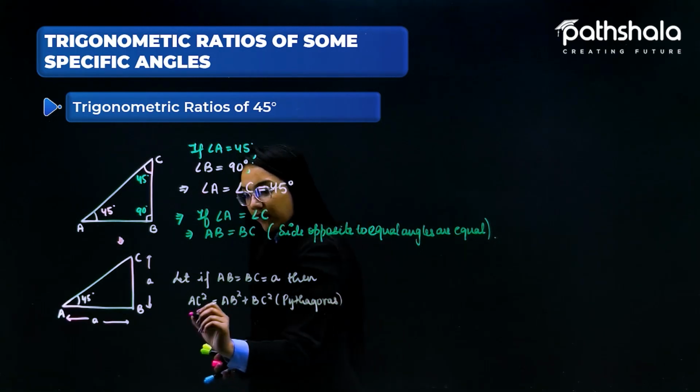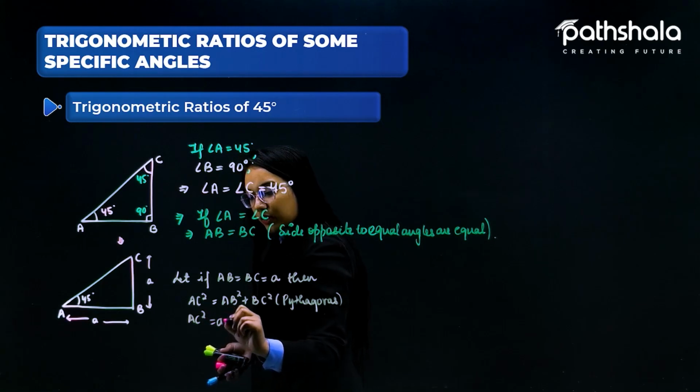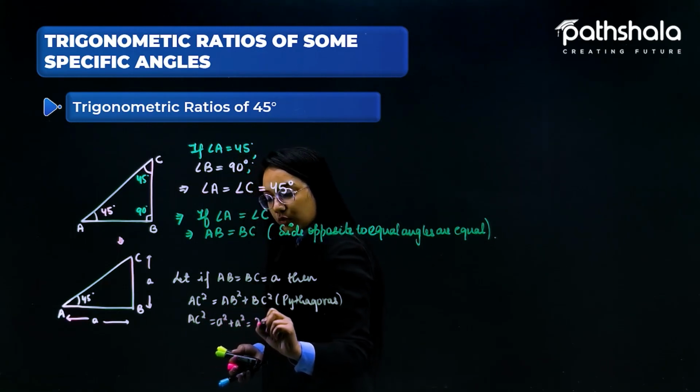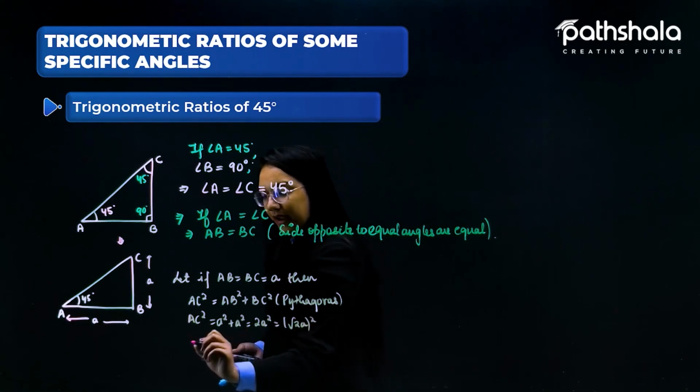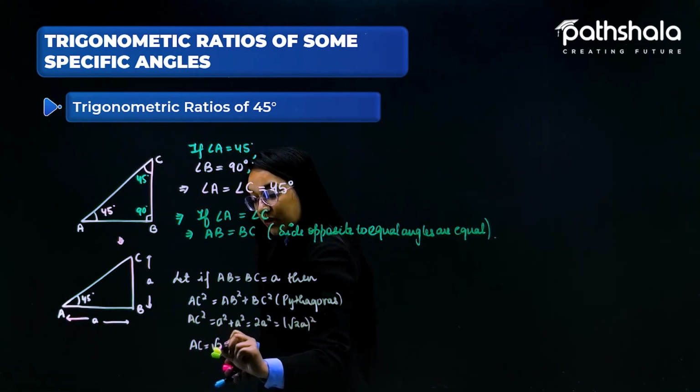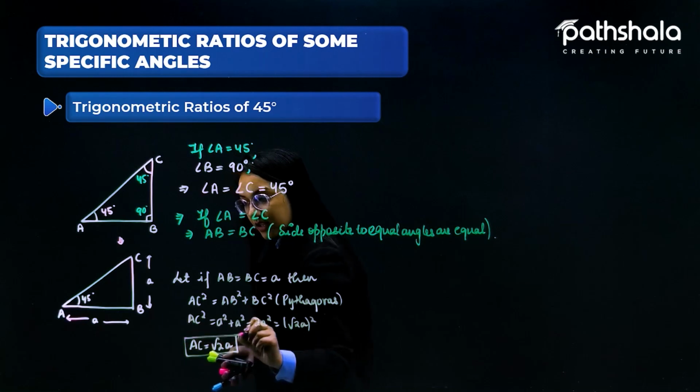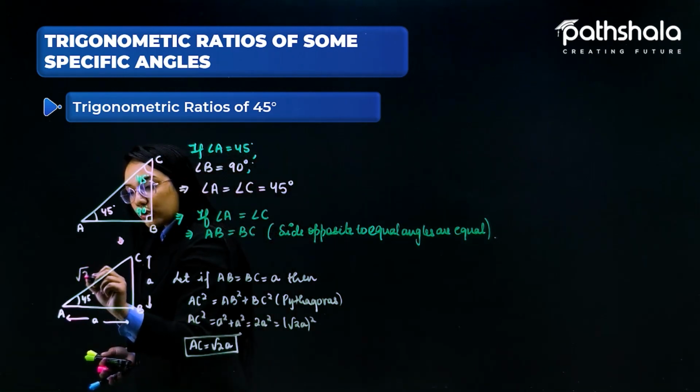Now let's calculate the value. AC square should be equal to A square plus A square, which is equal to 2A square. We can write this as root 2A whole square, and hence AC would be equal to root 2A. This means we are getting the hypotenuse as root 2A.